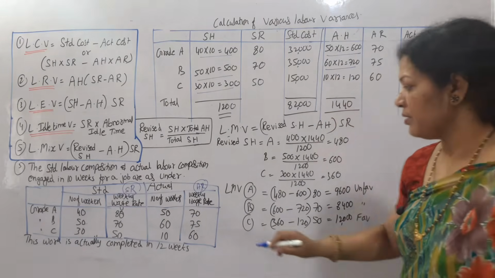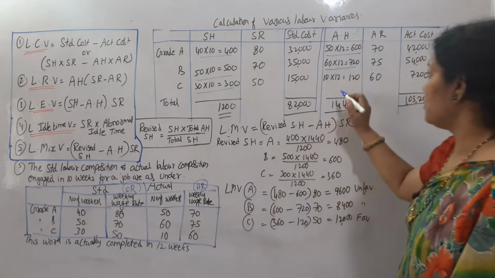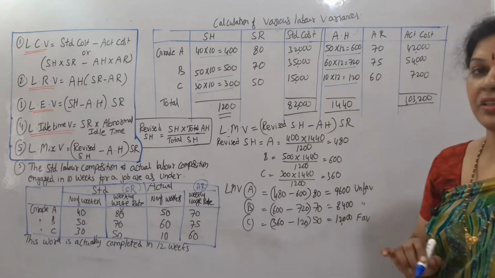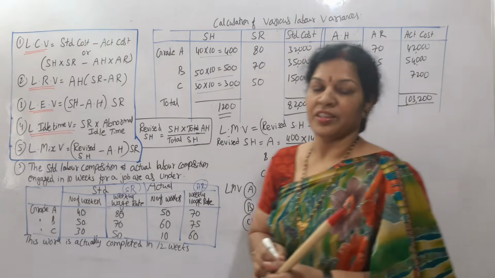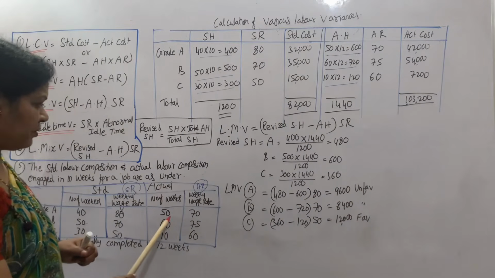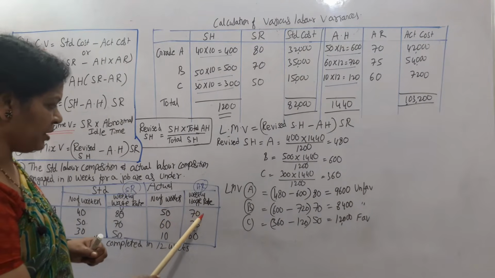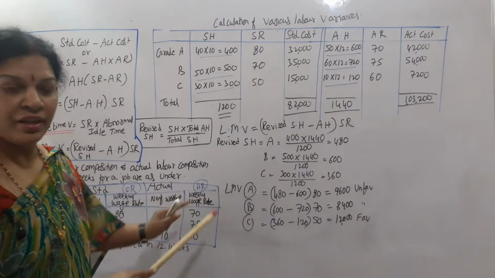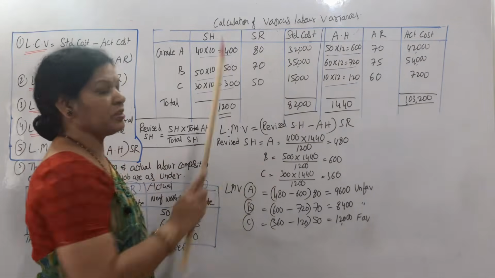720 for B grade, and 10 into 12, 120. Standard hours. Once you get the standard hours, the actual rate is already given: 70, 75, 60. Actual rate, okay, 70, 75, 60, that's written.